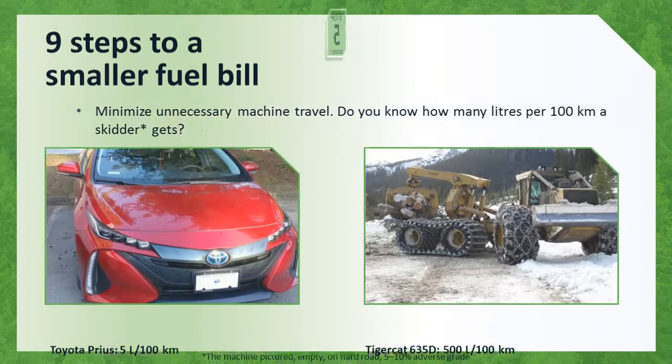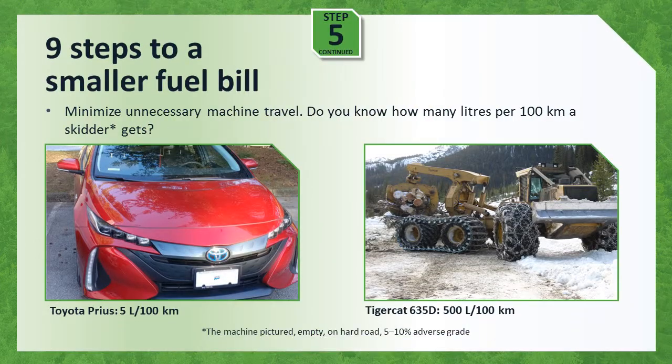Do you know how much fuel your machine consumes when traveling? Unlike a fuel-efficient car, which can consume as little as 5 liters per 100 kilometers, a skidder with tracks, like this Tiger Cat 635D, can consume 100 times that amount over the same distance. Logging machines are built to fulfill specialized roles, none of which are driving on roads for any great distance.